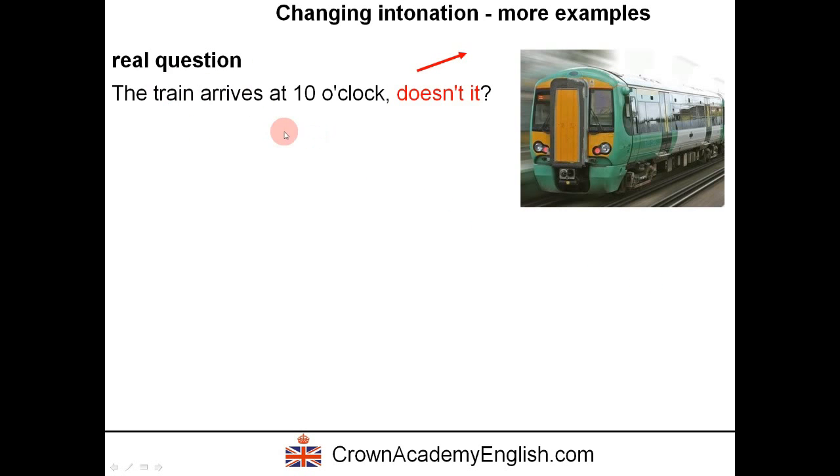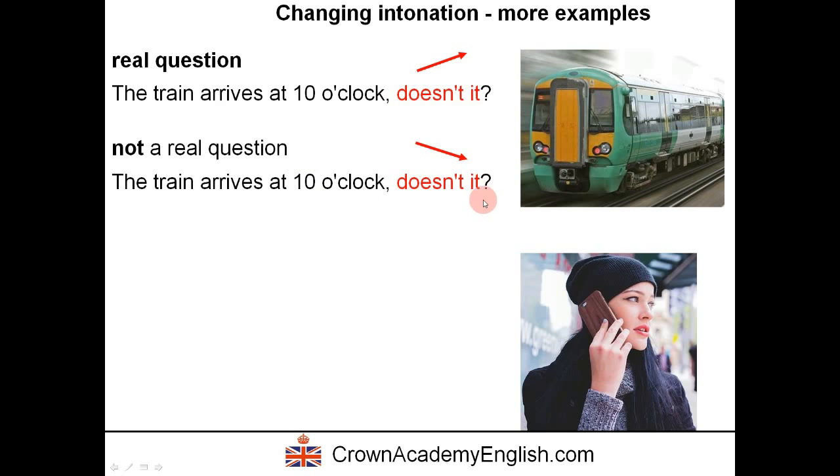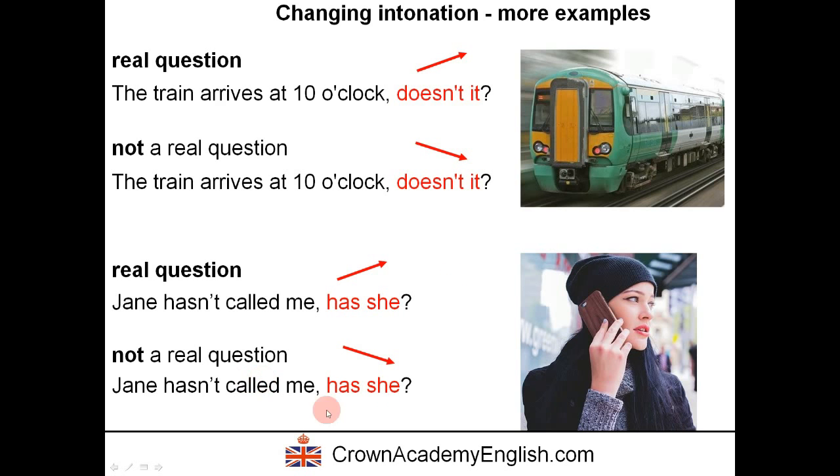A real question: the train arrives at 10 o'clock, doesn't it? Not a real question: the train arrives at 10 o'clock, doesn't it? Real question: Jane hasn't called me, has she? Not a real question: Jane hasn't called me, has she? So you need to practice. This needs a lot of practice, but it's quite an advanced rule because it's exactly the same sentence, and it's just the pronunciation which is different.